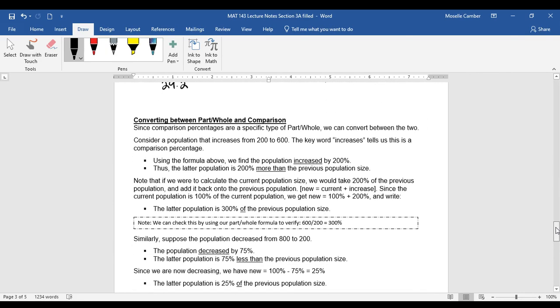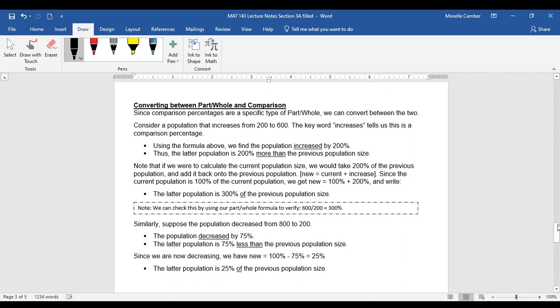Okay, now let's talk about converting between a part and a whole in comparison. I mentioned that they are pretty much the same, so we can convert fairly easily. So let's consider a population that increases from 200 to 600. So the keyword increases tells us that we're going to be using a comparison percentage. So if we use the formula that we just used, the new minus the old divided by the old, we can find the population increased by 200%. All right, so we do our new minus our old and divide by old. And that gives us 2, which is 200%.